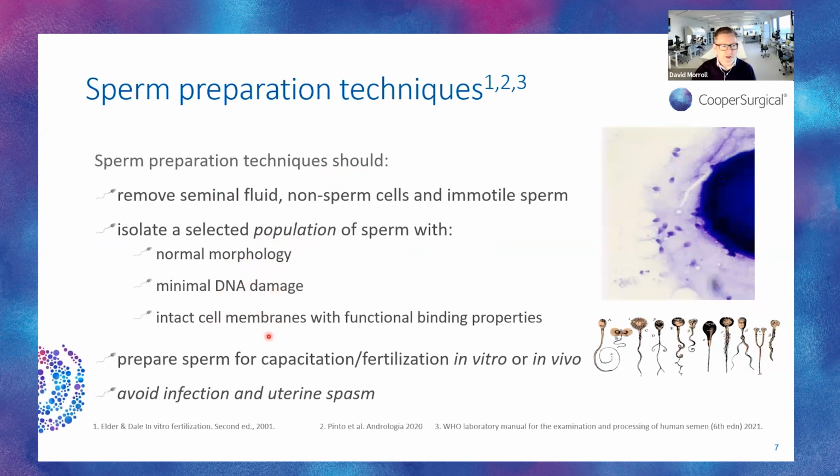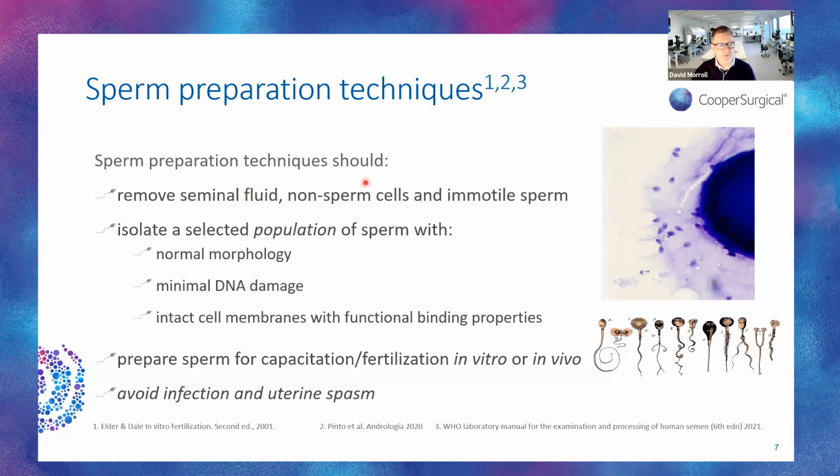And of course, because the sperm's function is dependent on interaction between the sperm membrane and that of the oocyte, we need to make sure that those cell membranes are intact and have functional binding proteins. What we want to do during the course of sperm preparation is get rid of the things that will inhibit or detrimentally affect the fertilizing ability of sperm. That includes seminal fluid, which plays an important role in sperm transport, but actually prevents normal fertilization.